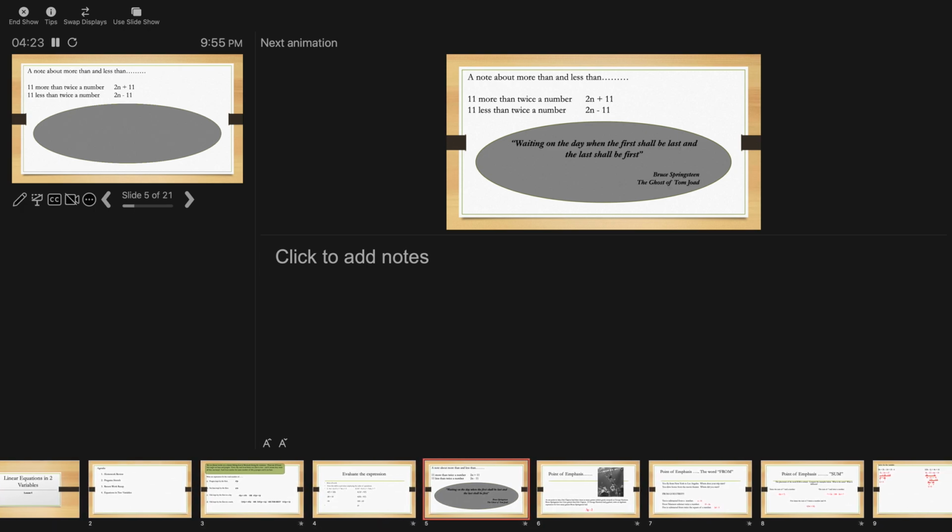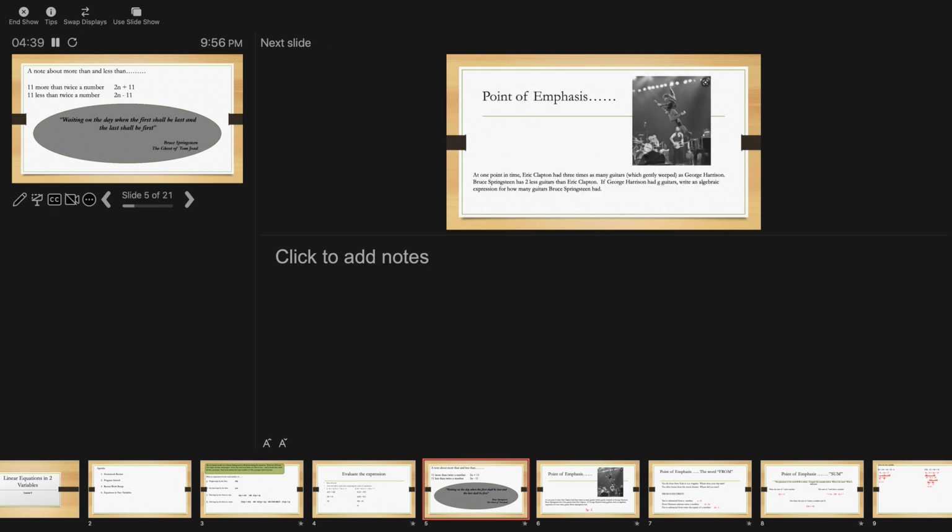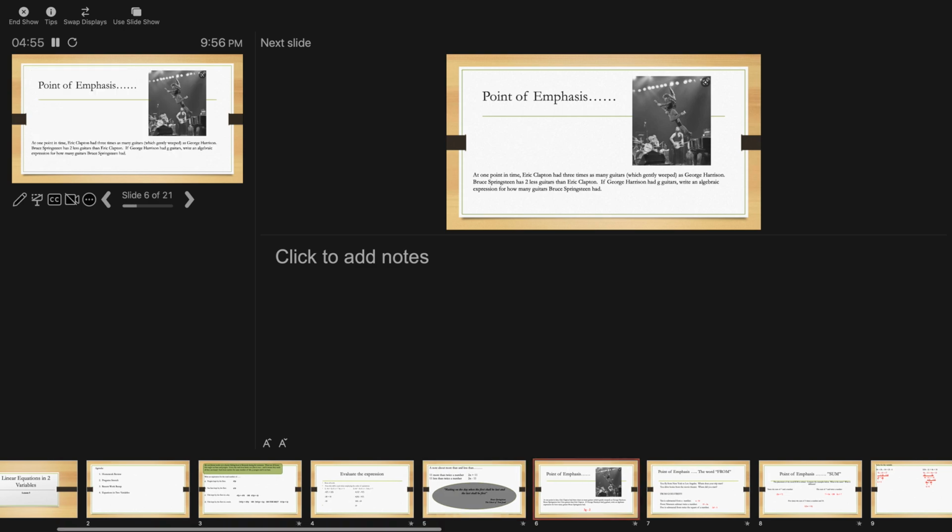Next, let's talk about more than and less than. 11 more than twice a number, 11 less than twice a number. Anytime you see more than or less than, you should start immediately thinking of that great Bruce Springsteen song, The Ghost of Tom Joad. Waiting on the day when the first shall be last and the last shall be first. So the first is 11, make it last. The last is twice a number, make it first. And more than, it's addition, less than, it is subtraction. We've been over this slide at least 3 times, so you should be in pretty good shape with it.